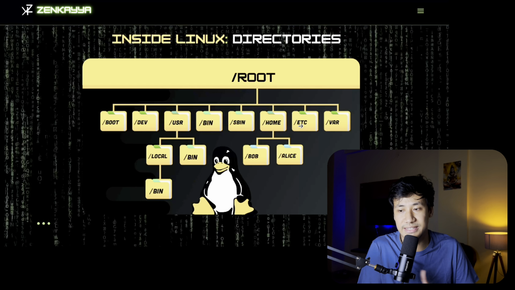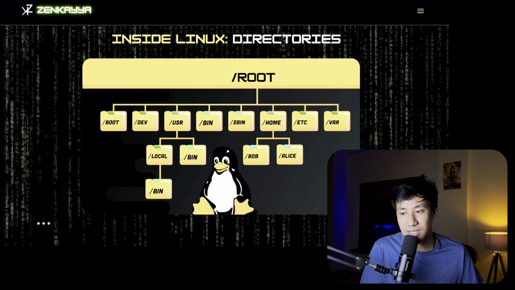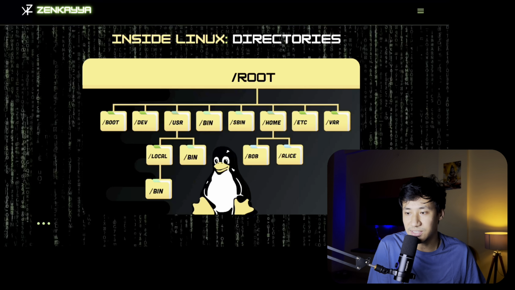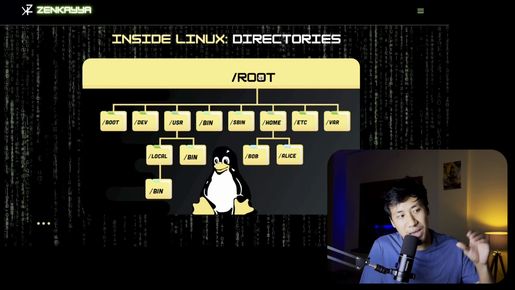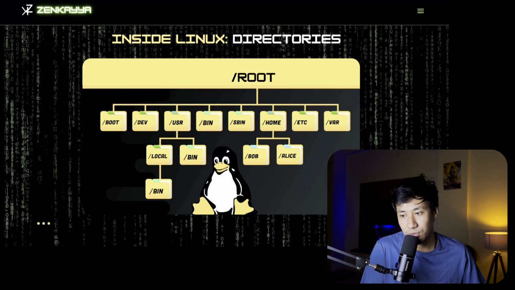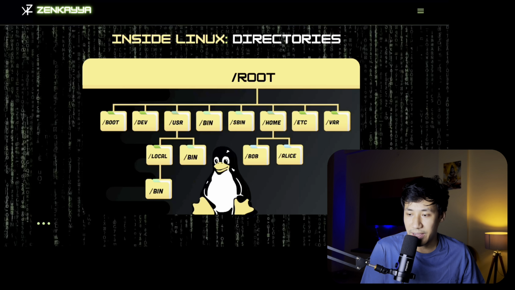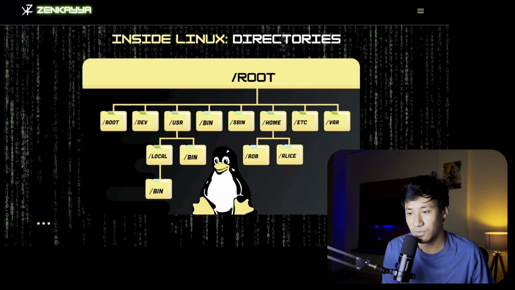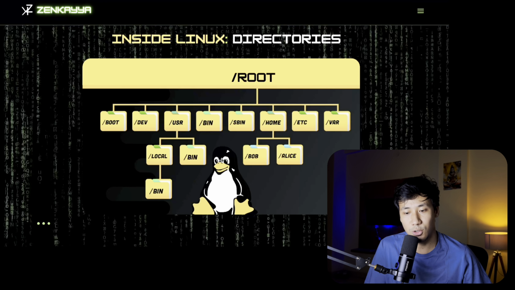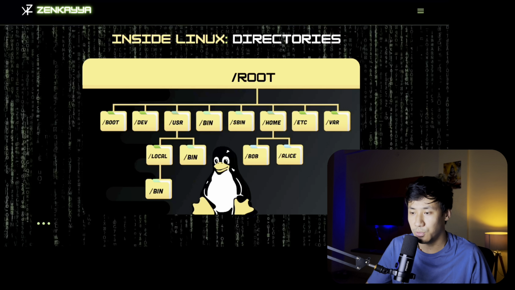First of all, this is how the Linux directory looks. It starts from root. Root is kind of a parent folder. From that parent folder a lot of branches come out, and we can see boot, dev, usr, bin, sbin, home, etc, var. We'll see all those. So this is how the overall directories look. I hope you have understood.